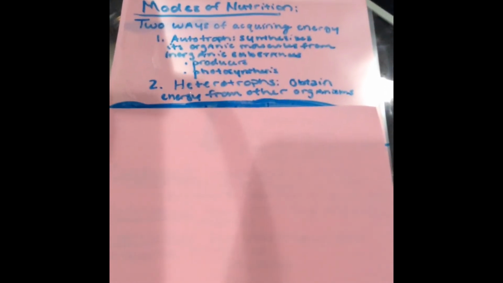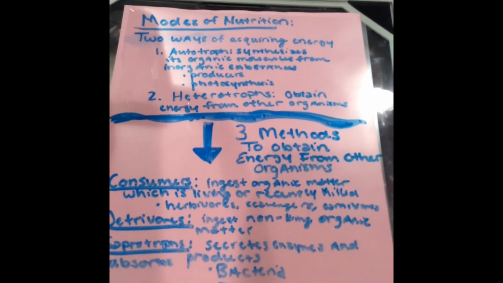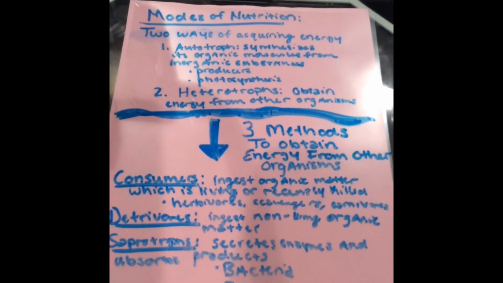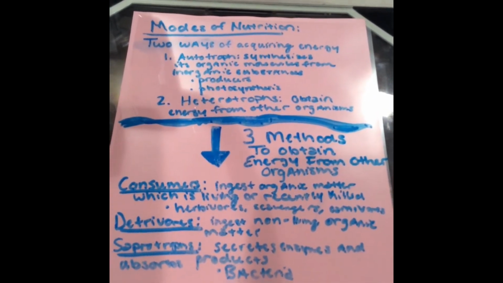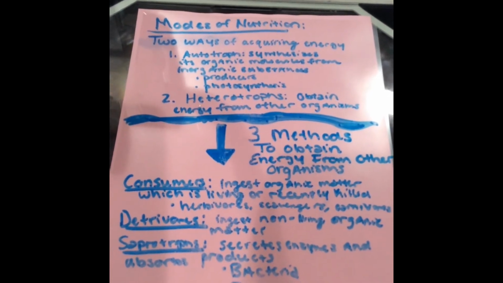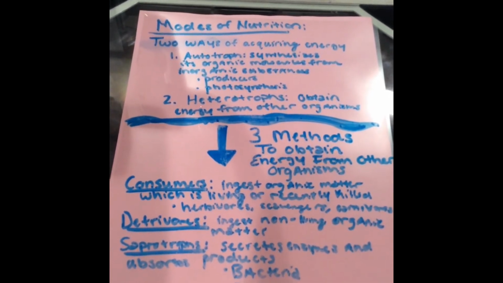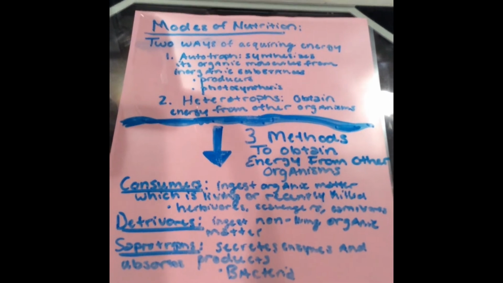The second mode of nutrition is being a heterotroph. Heterotrophs obtain their energy from other organisms. There are three methods to obtain energy from other organisms. One is by being a consumer, which ingests organic matter which is living or recently killed. Consumers are classified into subcategories of herbivores, scavengers, or carnivores.